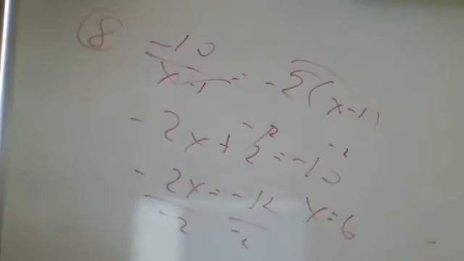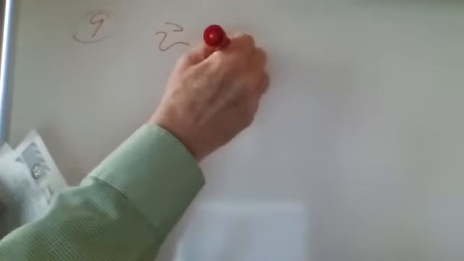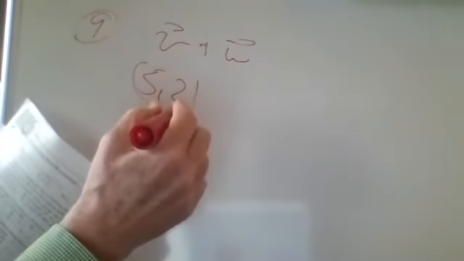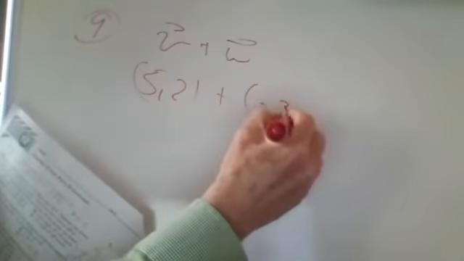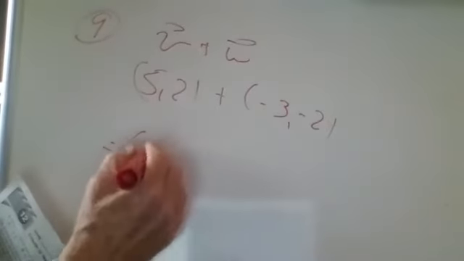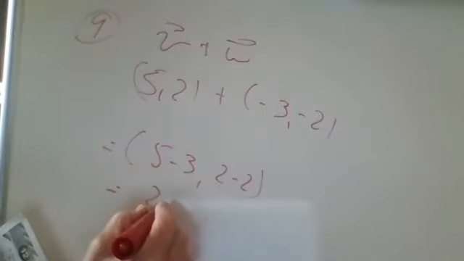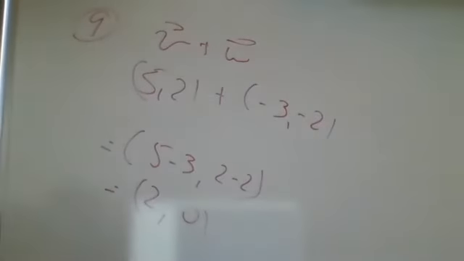All right, number 9. Number 9 is another one of these vector problems. Except for number 9, we're only asking for vector V plus vector W, which is going to be 5 and 2 plus -3 and -2, which is going to be 5 minus 3 and 2 minus 2. 5 minus 3 is 2, 2 minus 2 is 0. So the answer is 2 and 0. Answer B.